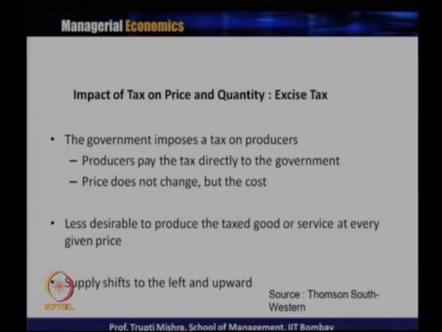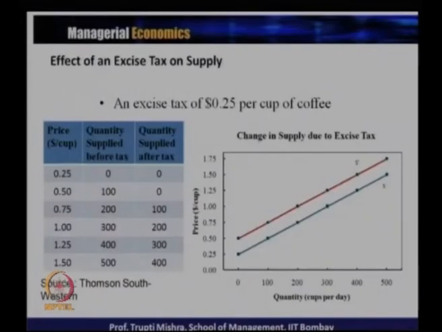Then the government imposes tax on the producer. In the case of excise tax, the government imposes tax on the producer. The producer pays the tax directly to the government. Price does not change, but the cost changes because they are paying a tax. It is less desirable to produce the taxed good or service at every given price. Supply shifts to the left and upward. So, due to the imposition of excise tax, there is a decrease in supply, and that leads to a shift in the supply curve from S to S dash.